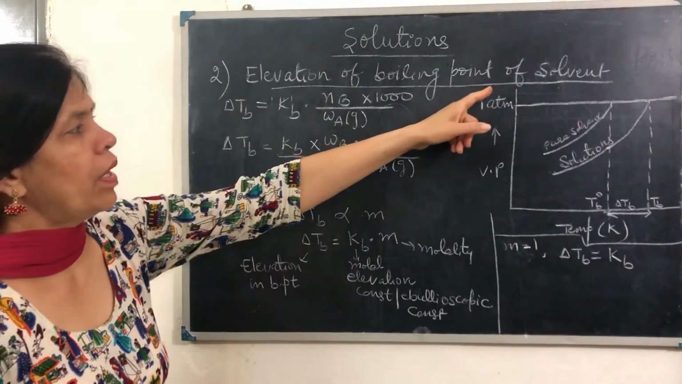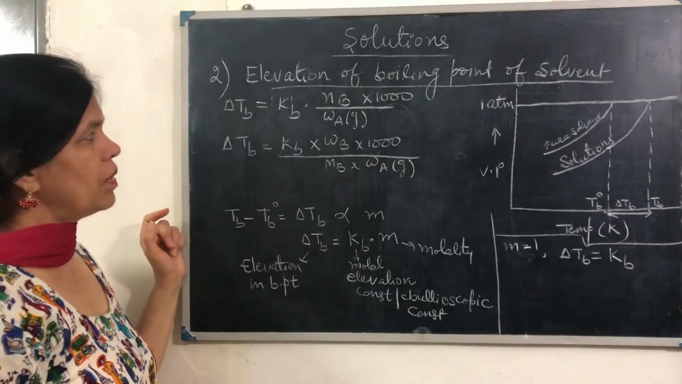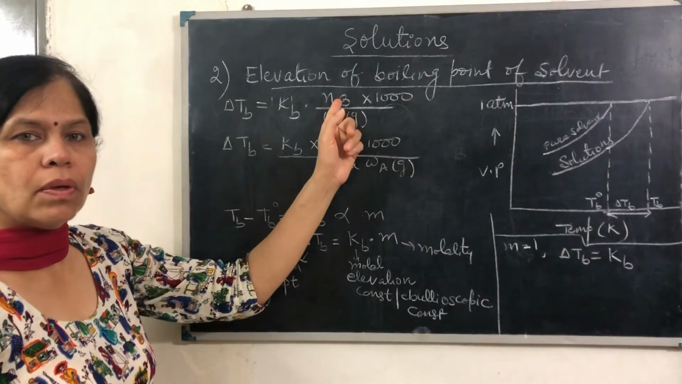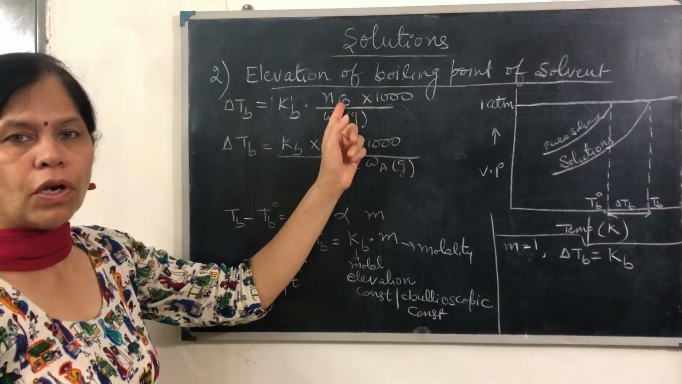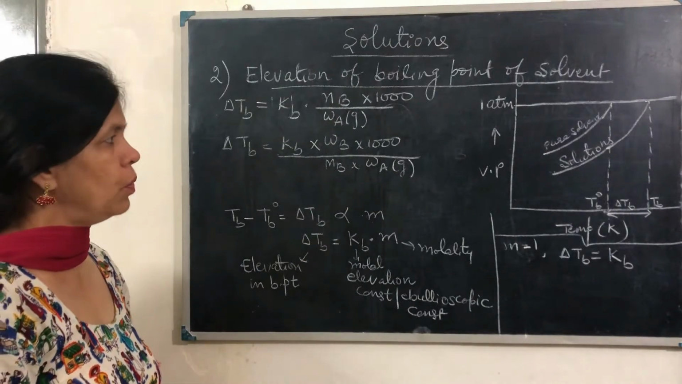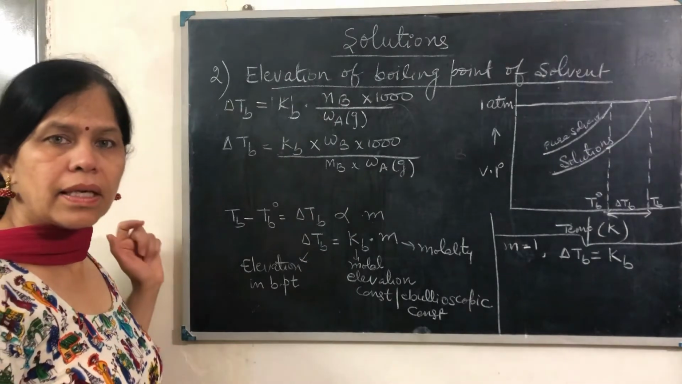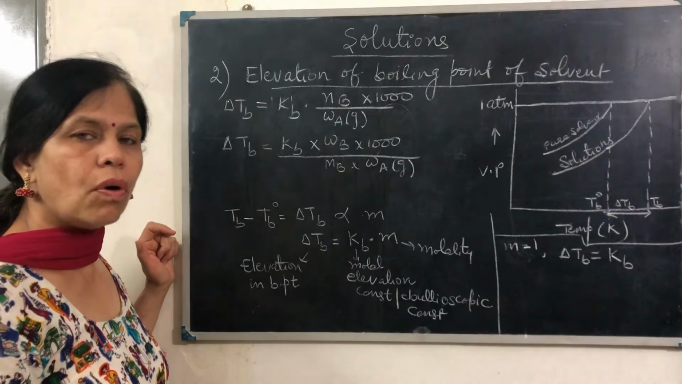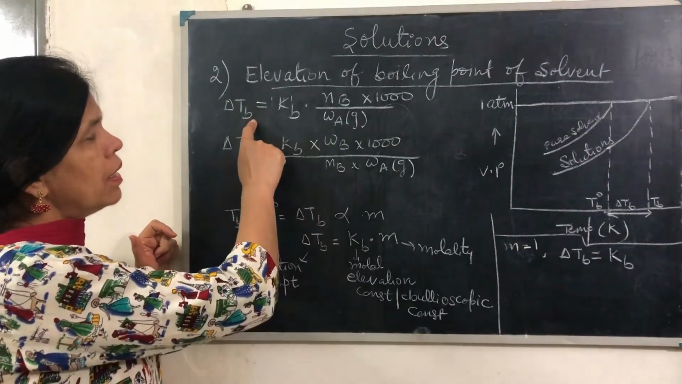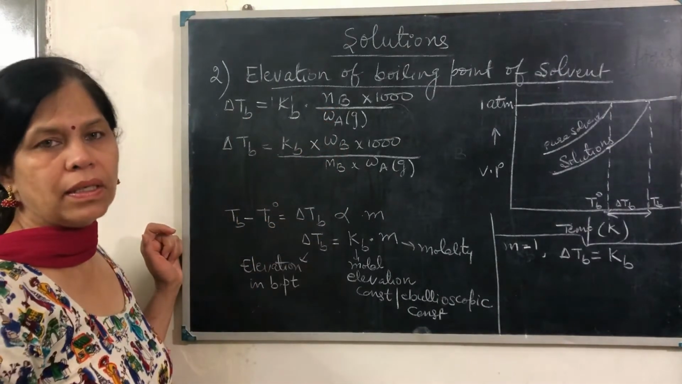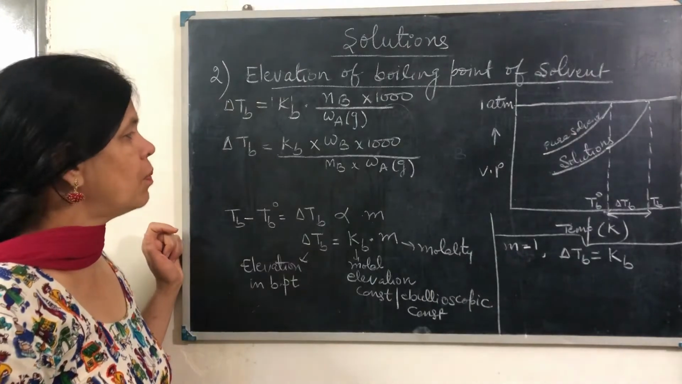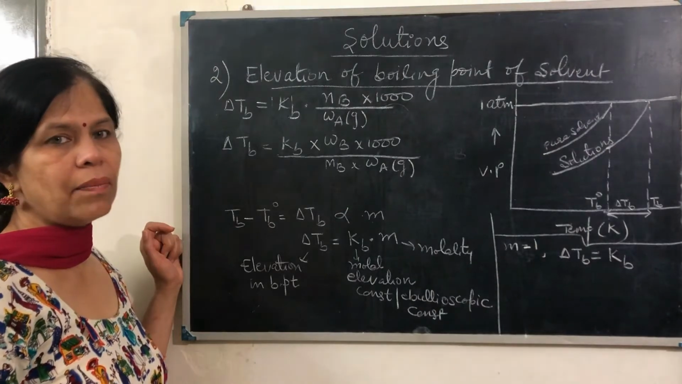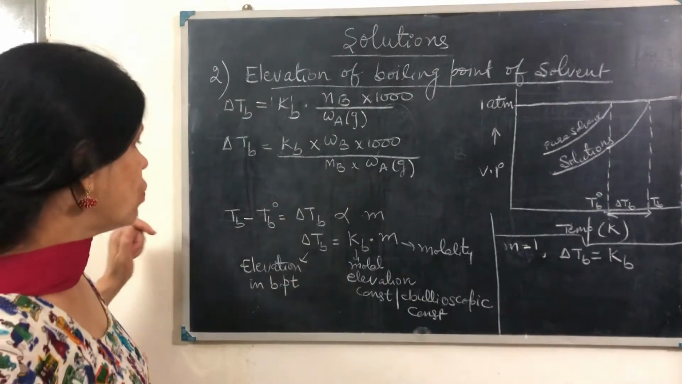Elevation in boiling point is a colligative property because delta TB is directly proportional to number of particles of solute, number of moles of solute. And it is irrespective of the nature of the solute. It may be glucose or fructose or sucrose, but it depends only on number of particles of solute. So it is a colligative property. What is the utility of colligative property? Again the same, to determine the molar mass of solute.